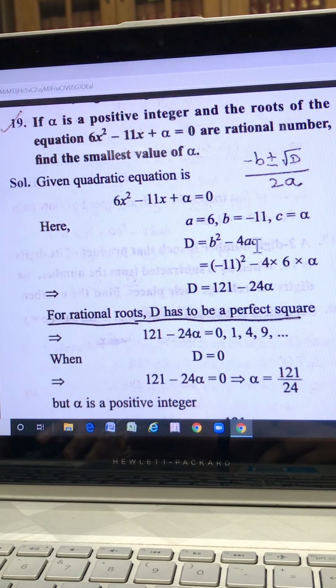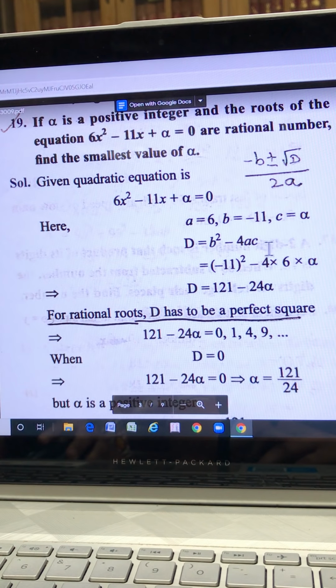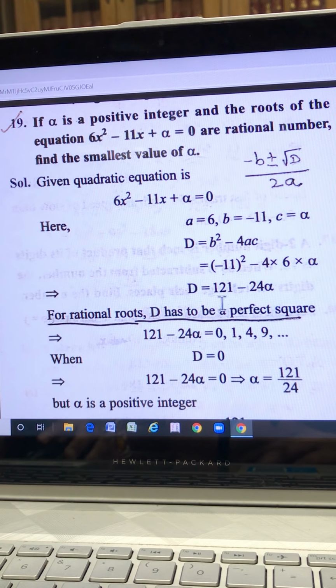Knowing the value of a, b and c, I will find the discriminant. So I am getting the discriminant as 121 minus 24 alpha. This is the value of the discriminant. Now I know that the roots are rational numbers, so I know that the discriminant is a perfect square.